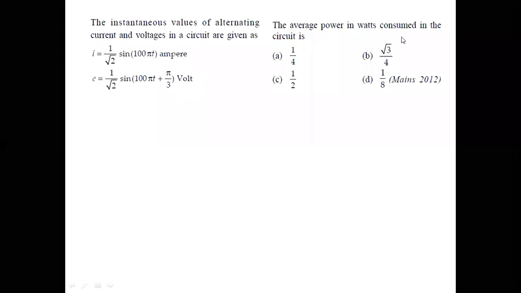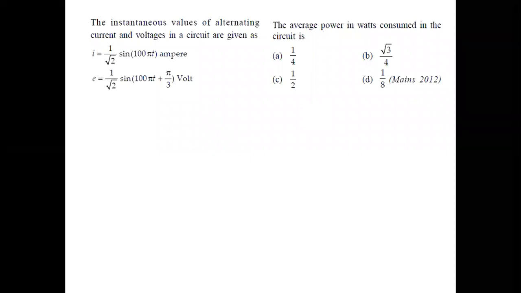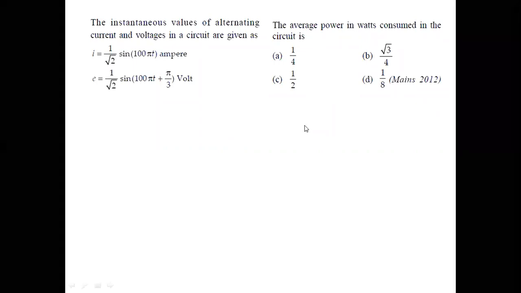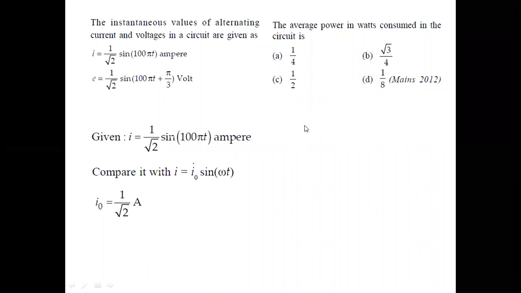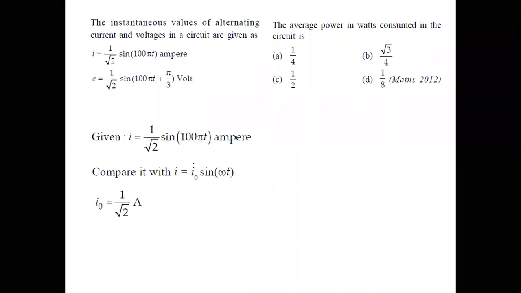Now, the average power in watts consumed in a circuit, what is the average power? We have a formula for average power. Do remember, average power is given by the average of a function. Power equal to VRMS times IRMS. Yes, let me do it mathematically. Let me go for the first one. I equal to 1 upon root 2. Of course, I will get I equal to I naught, standard form, sine of omega t, omega equal to 100 pi.